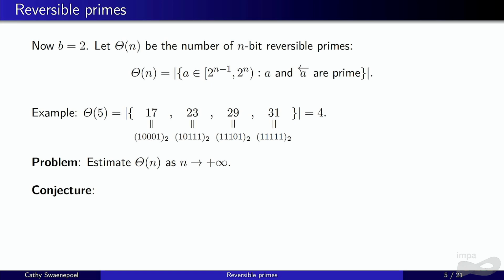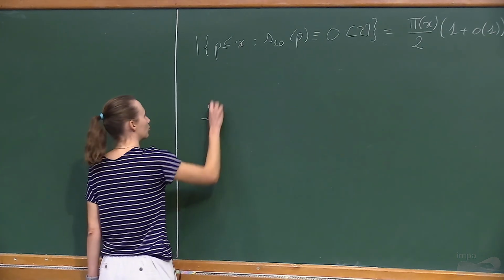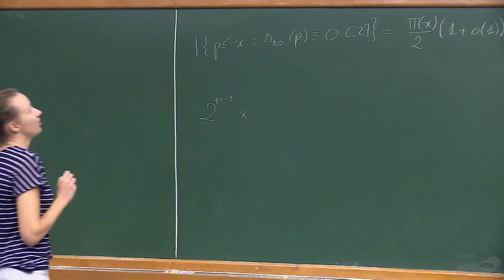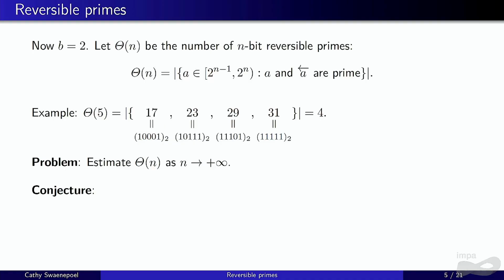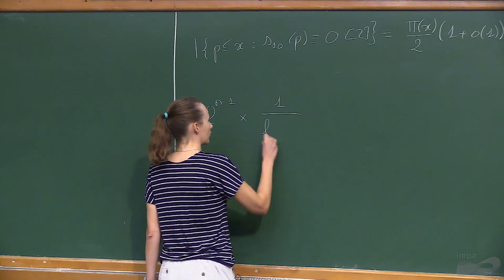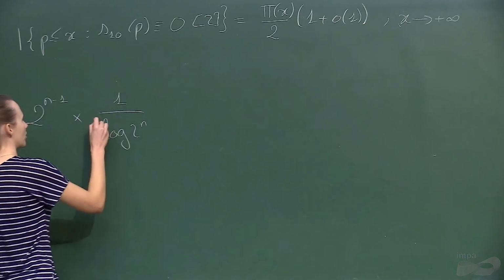So the problem we're interested in is to estimate theta of n as n goes to infinity. What's the expected quantity? This should be the total number of integers a between 2 to the power n minus 1 and 2 to the n, so 2 to the n minus 1, times the probability that a and its reverse are prime. At first sight, the events a is prime and the reverse of a is prime can be seen as independent events. So this probability should be the product of the two probabilities, and the probability that a is prime is about 1 over log of 2 to the n. And the same for the second one, so we get a square.